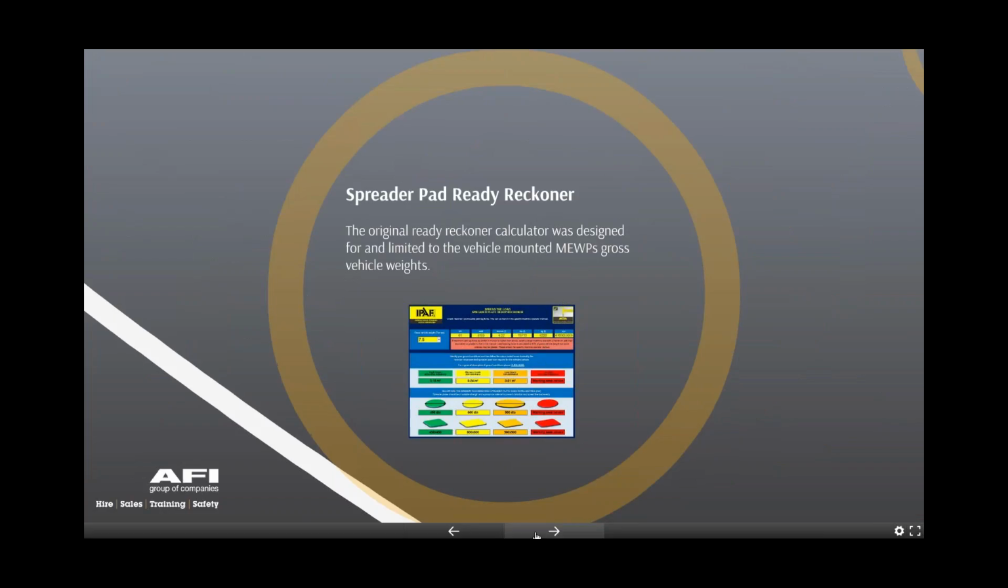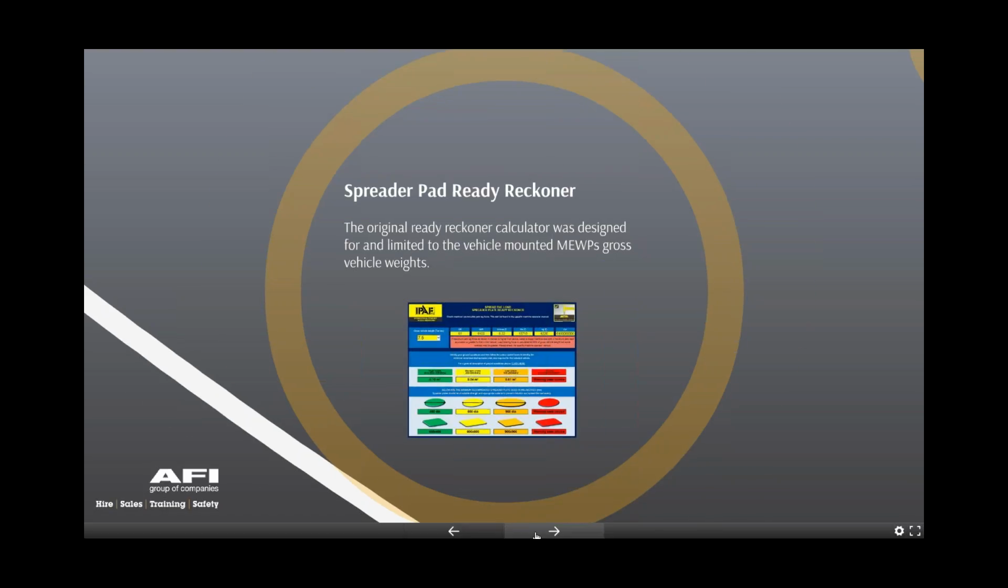So the original Ready Reckoner calculator was designed for, but also limited to, the vehicle mount's gross weight. This was from the original working group that I sat on, and it's done the industry well. I'm not sure how many times it's been viewed and used, but I'd like to think that it's prevented some serious incidents over the years.